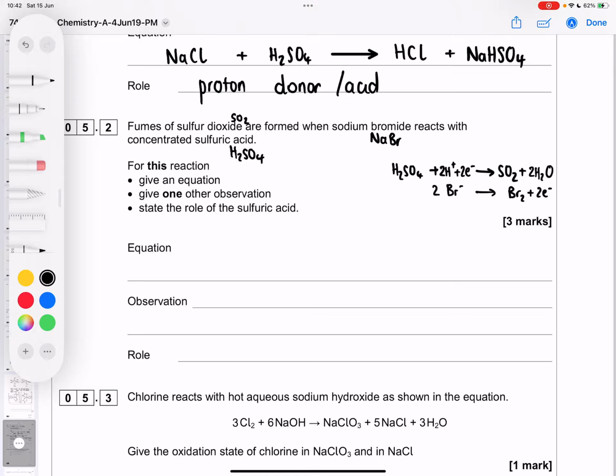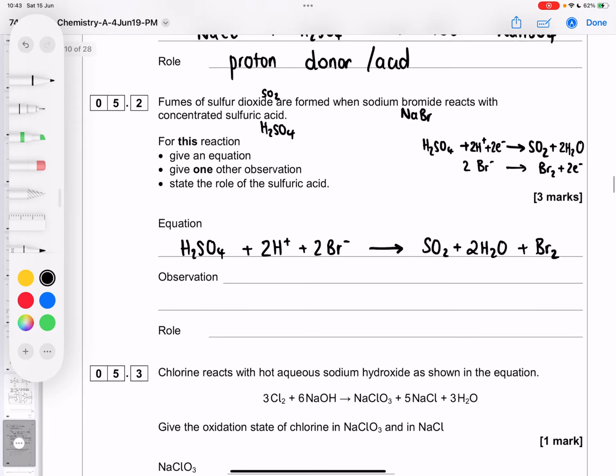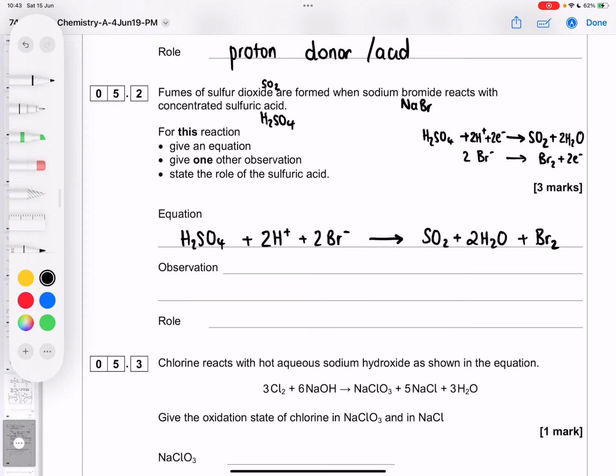So if I were to combine this, I would get H2SO4 plus 2 H+ plus 2 Br-, or you could have written that as 2 HBr, make sulfur dioxide, 2 waters, and a bromine. Now there are other versions of that equation that you can use, including the sodiums, but I think this is the easiest, the simplest version to apply.